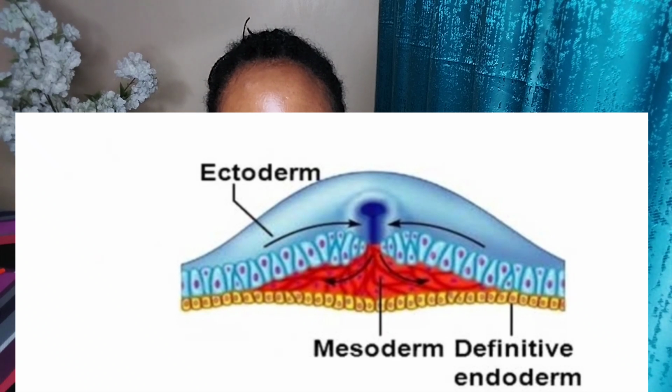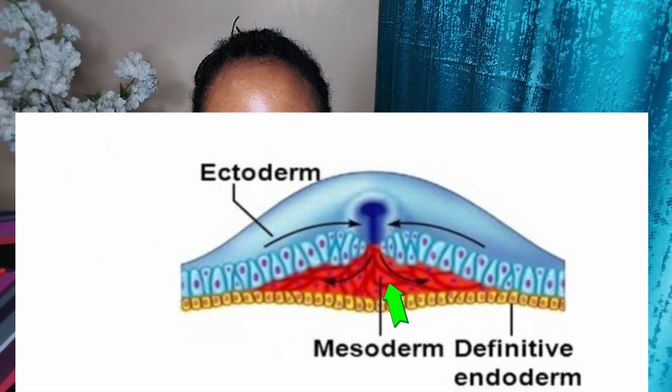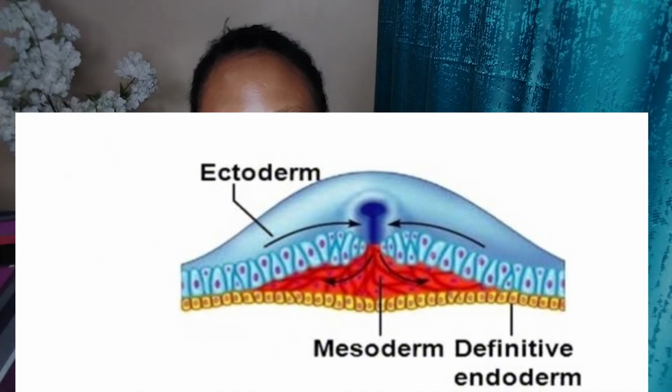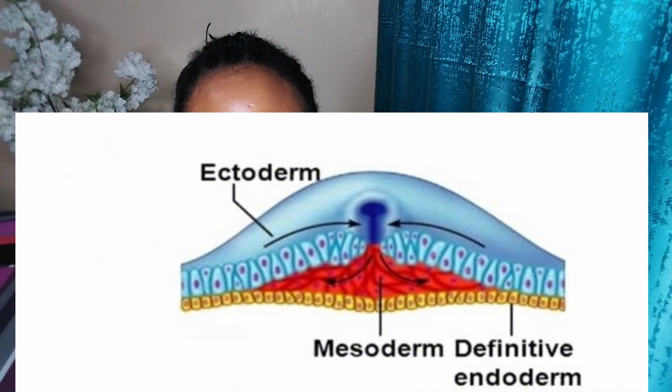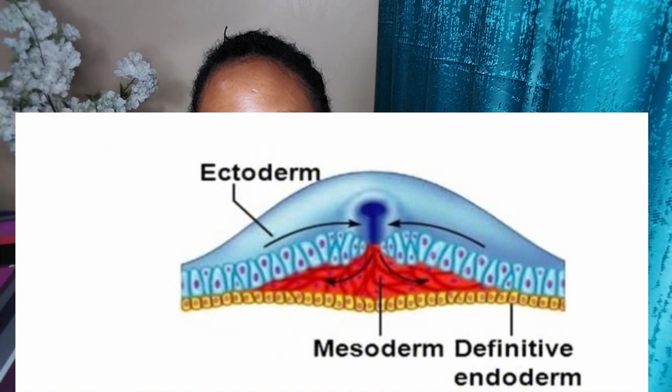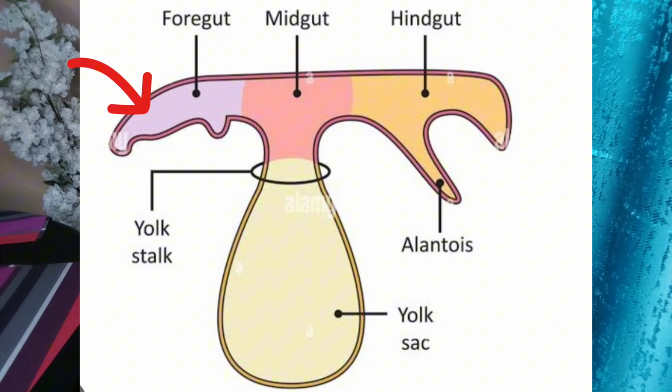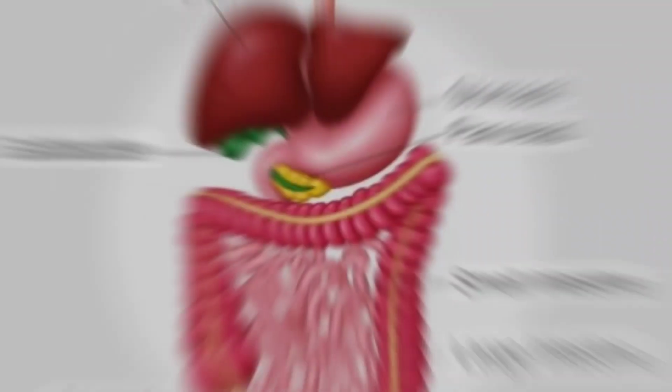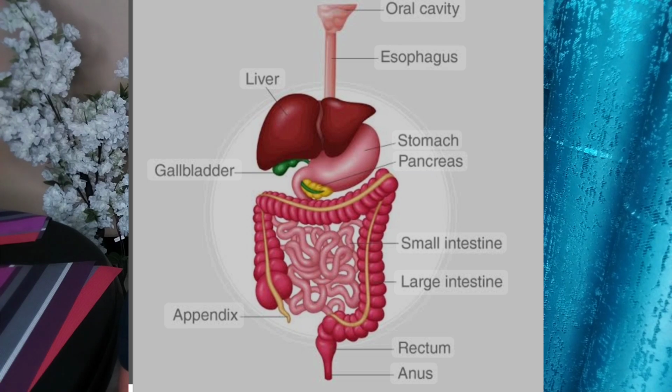We have the endoderm on the inside, we have the mesoderm in the middle, and then we have the ectoderm on the outside. So each of these cell layers will form the different parts of the body. For example, the endoderm is going to form the gut tube, which is going to be divided into the foregut, midgut, and then the hindgut. It majorly forms the gastrointestinal tract. It is also responsible for the formation of other organs, for example, the pancreas, the liver, and the gallbladder.